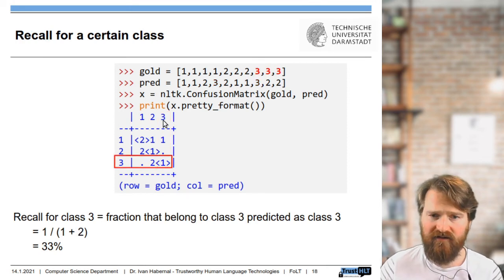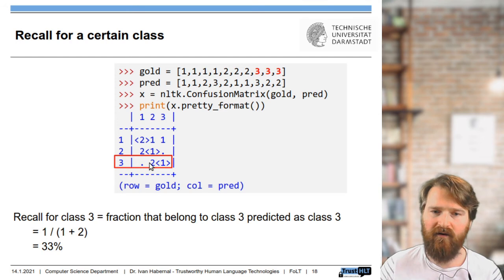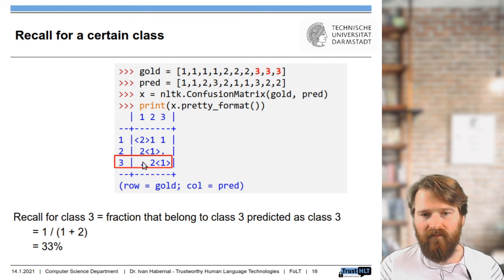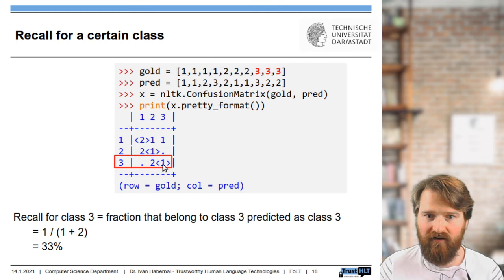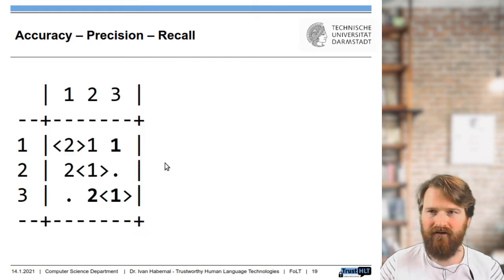What is a recall for the same class? So recall is how many of the true ones were retrieved as such. So we take again the correct predictions divided by the sum over the row here. So this is 1 over 3, which is 33% recall for this particular class.